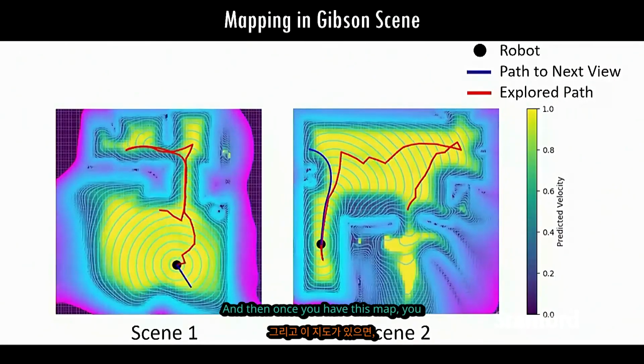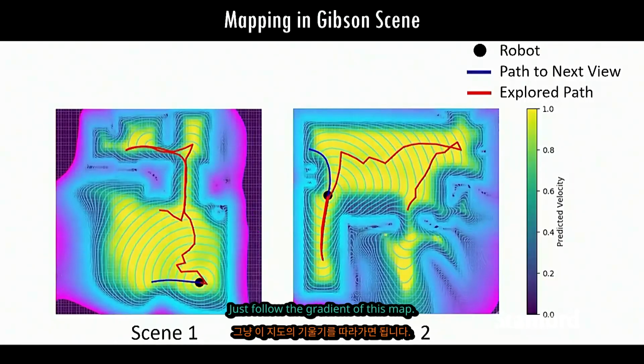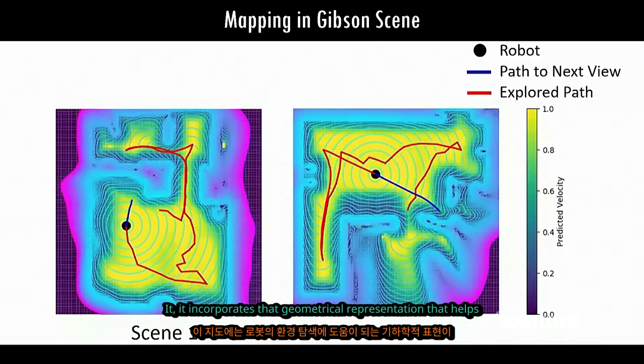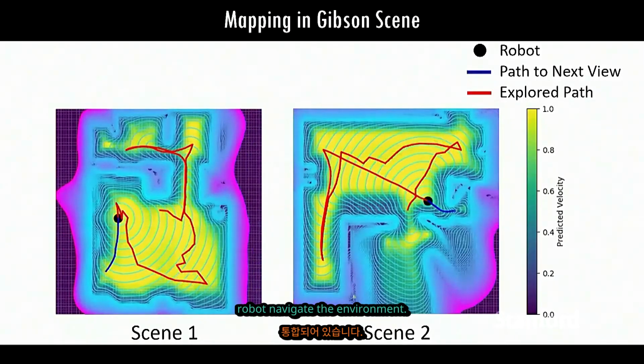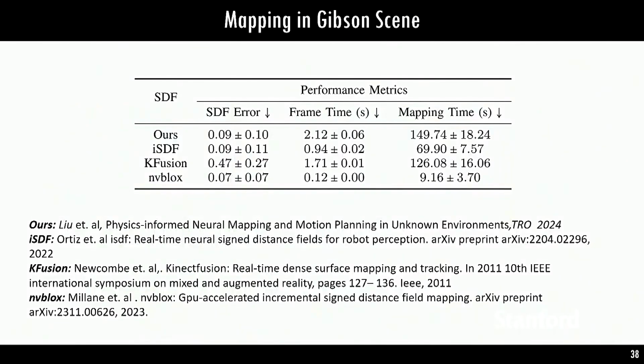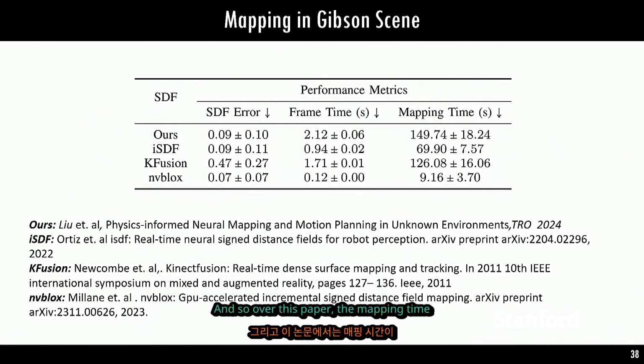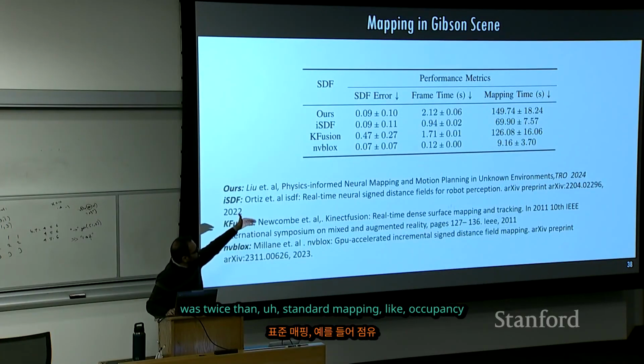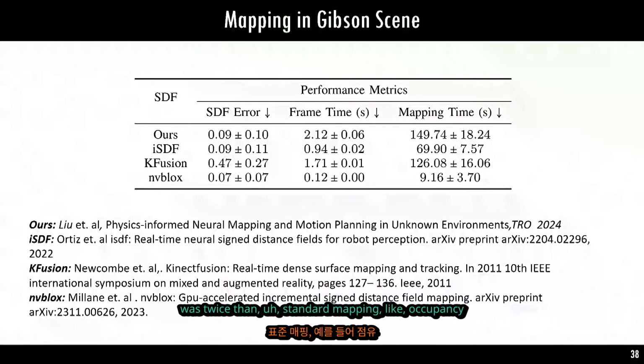And then once you have this map, you don't need any motion planning tool. Just follow the gradient of this map. It incorporates that geometrical representation that helps the robot navigate the environment. In this paper, the mapping time was twice that of standard mapping like occupancy maps.